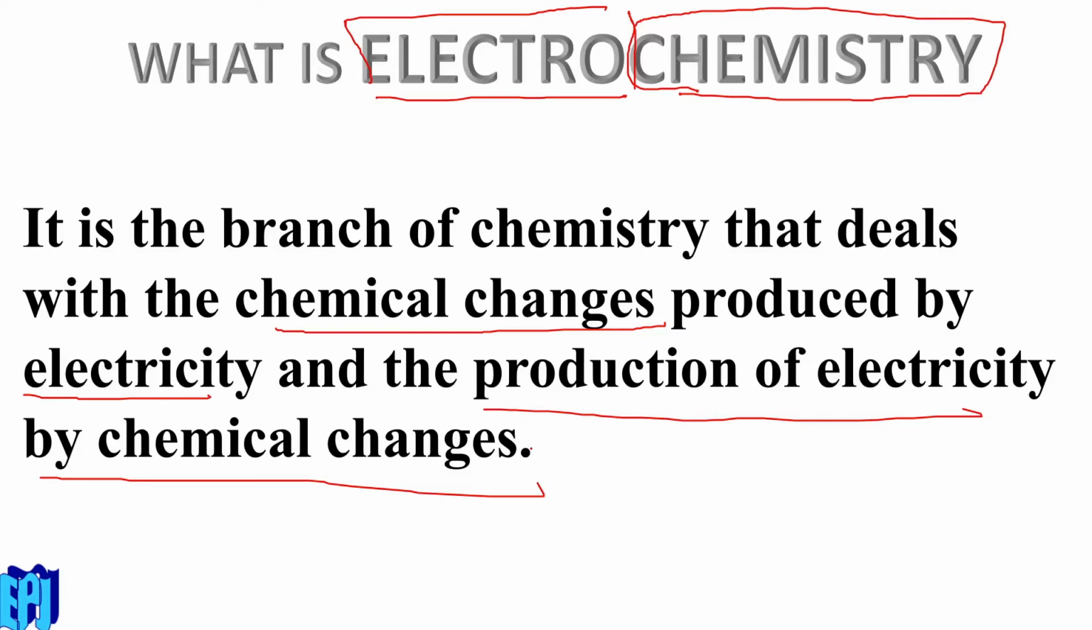Simply put, it is producing electrical energy using chemical energy, and producing chemical energy using electrical energy. See, these are the two main topics we are dealing with in this module. You got it? I hope that is clear.